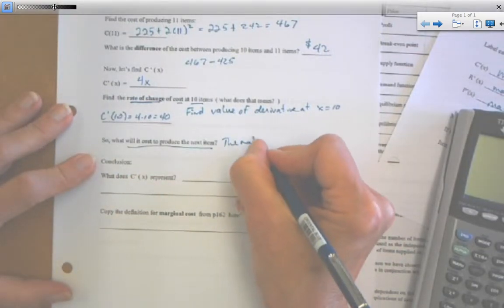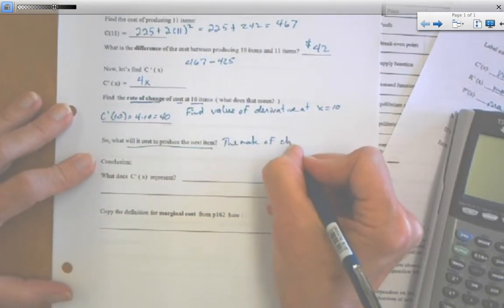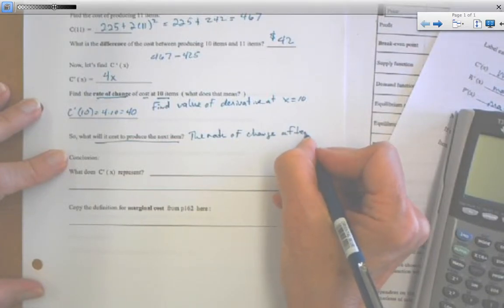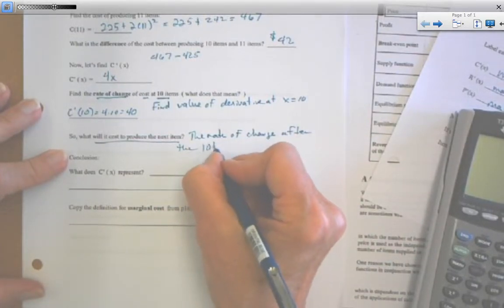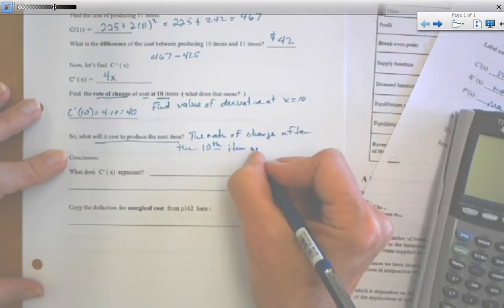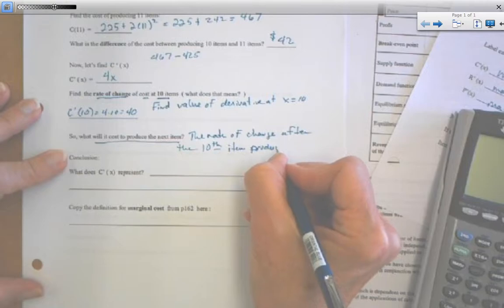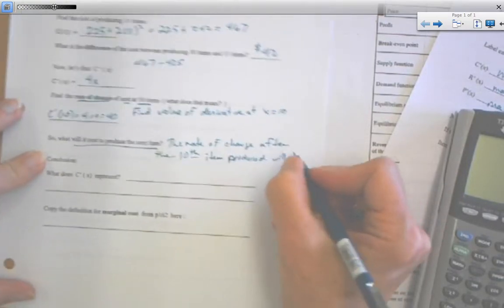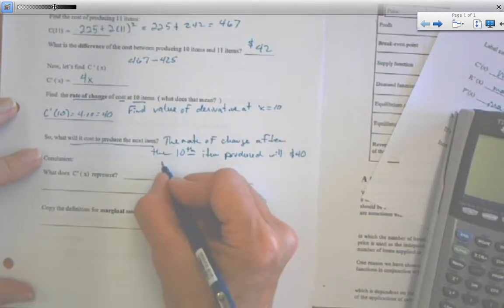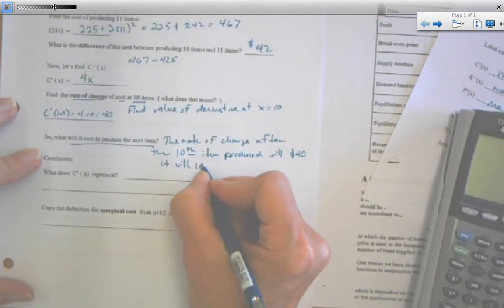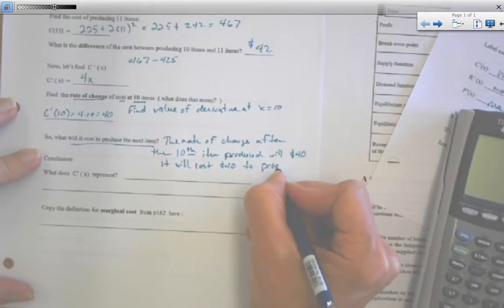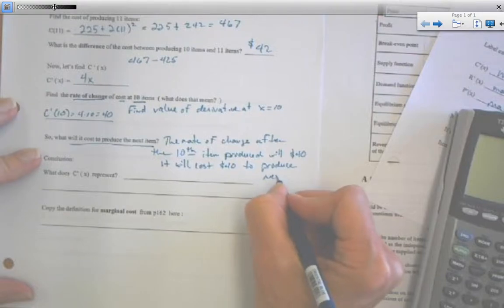The rate of change after the 10th item produced will be $40. So it will cost $40 to produce the next item.